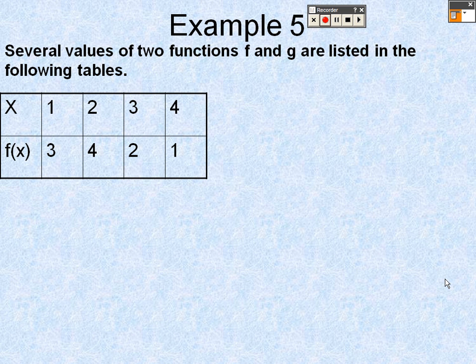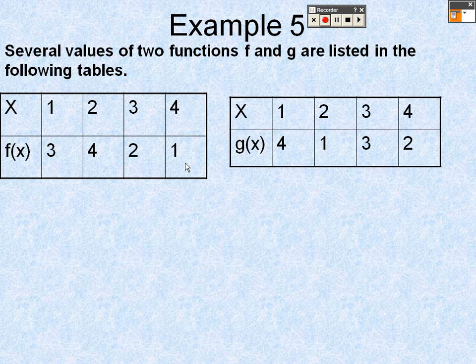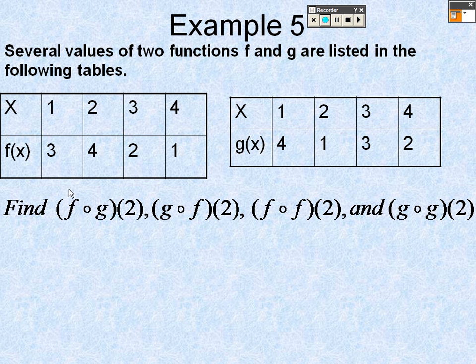Alright, so now we have some tables to take a look at. Several values of two functions, f and g, are listed in the following tables. So there's x and there's f of x. There's x and there is g of x. So it says find, when you plug in a 2 for g, you get an answer, and then take that answer and plug that in for f. All this is following the table. This is f of g of 2.